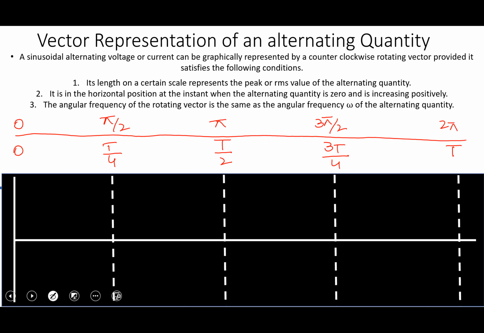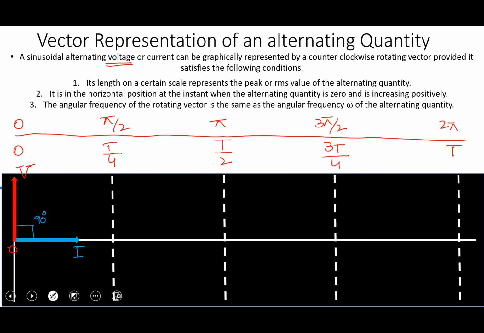Now, keeping that in mind, we have the two vectors. One vector, represented by red color, is OV, which represents the voltage. And the other vector, represented by blue color, is OI, which represents current. And as you can see over here, they are making an angle of 90 degrees with each other.